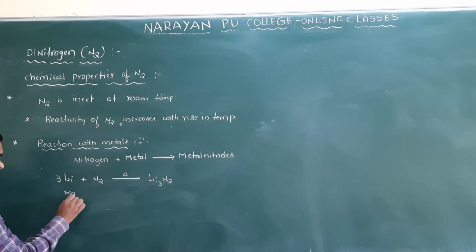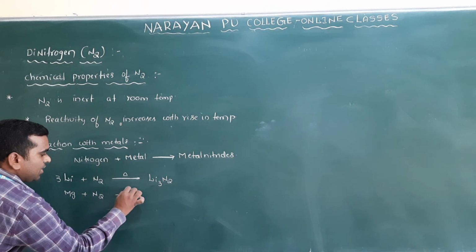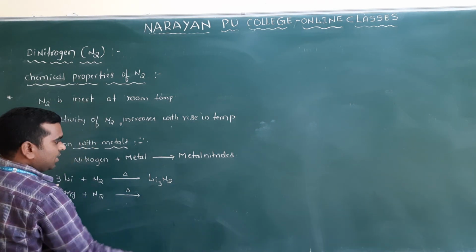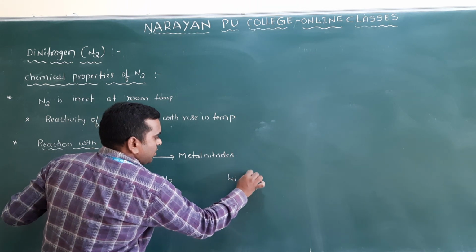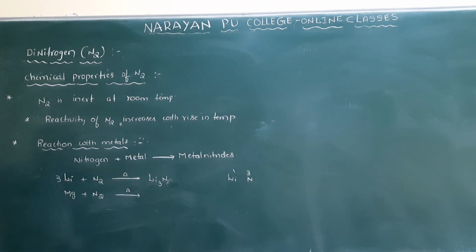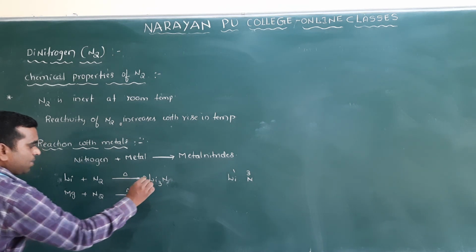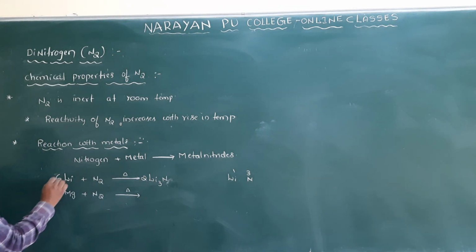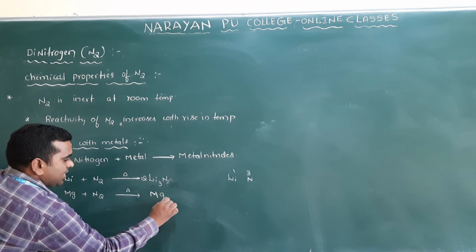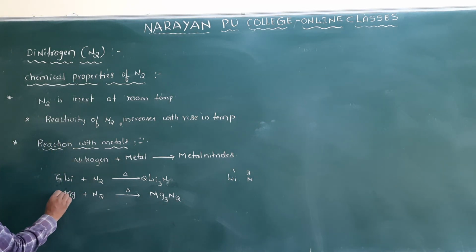And in the same way magnesium plus nitrogen. Suppose if I take lithium and nitrogen, nitrogen is 3, lithium is 1, so you will get Li3N. Since 2 nitrogen atoms are needed, I multiply by 2, then I will get 6. Now it is balanced. With magnesium you will get magnesium nitride, Mg3N2, balanced with 3 magnesium atoms.